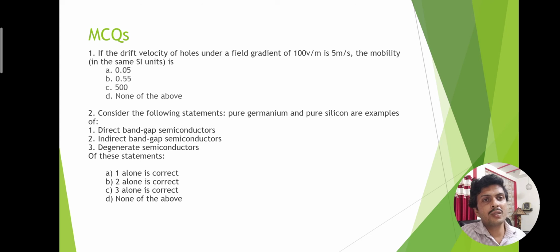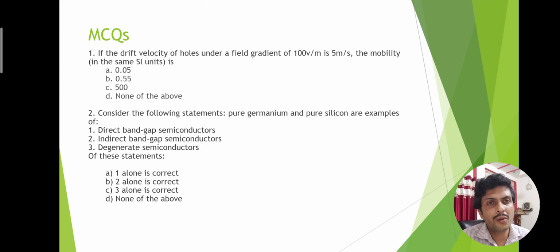You know the equation of drift velocity, so you have to apply that equation, and in it you provide the field gradient of 100 volt per meter and the drift velocity of 5 meter per second. The mobility you have to calculate. It's a simple equation you have to solve.